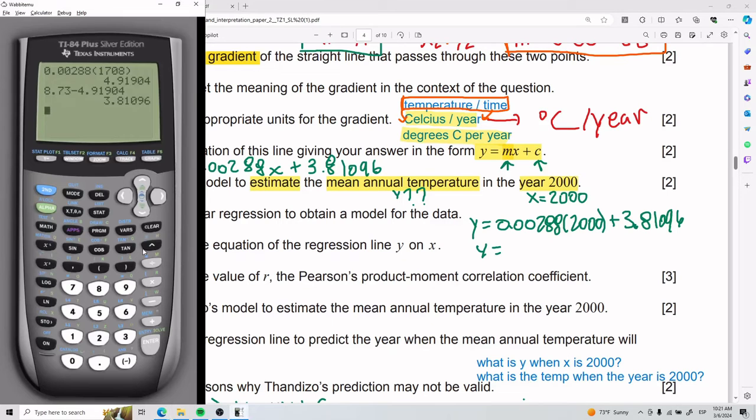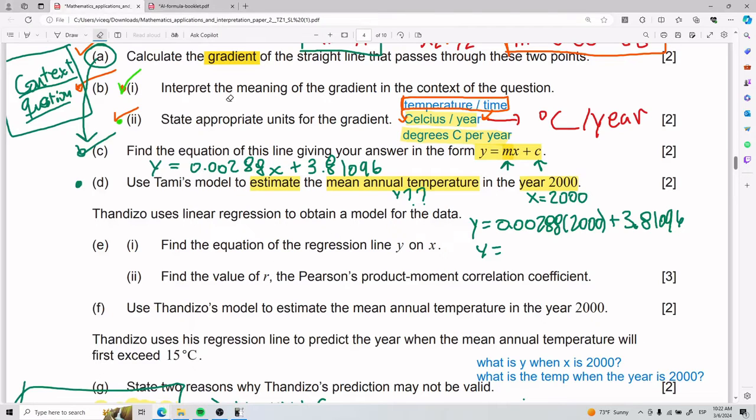So plug into your calculator. Let's see what happens. 0.00288 times 2000 plus 3.81096. Correcto. There it is. And so technically you can write that the answer is 9.57096. Put the units, Celsius. If you want to do it to three significant figures, you can count 1, 2, 3. Do you round this one up or down? You keep it the same, so it stays as 9.57 Celsius.